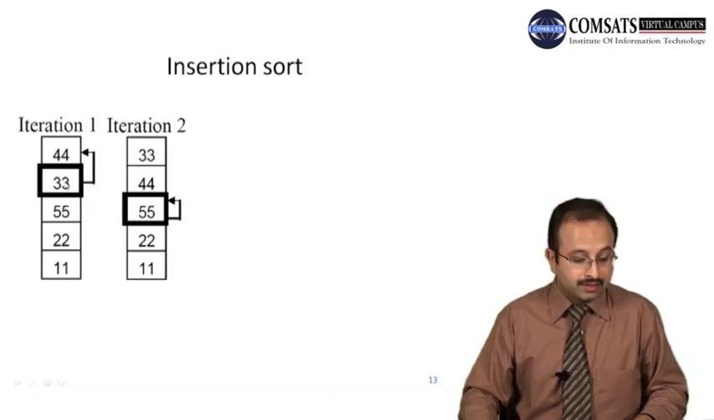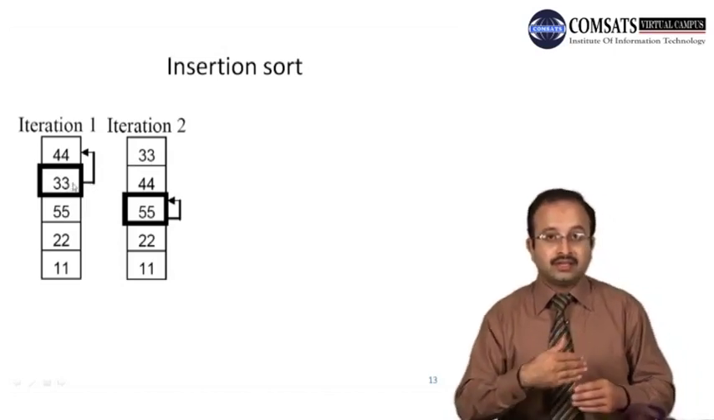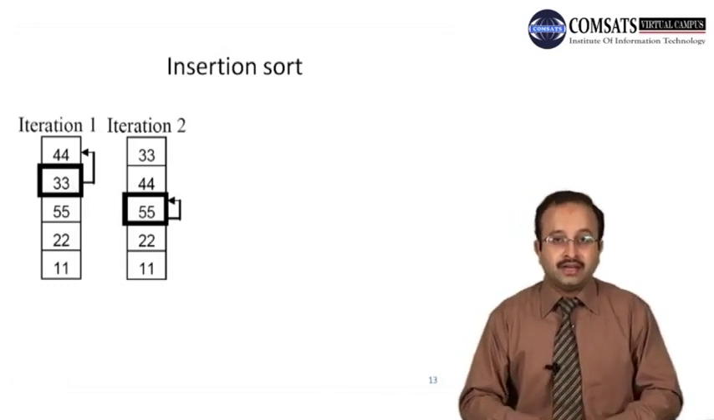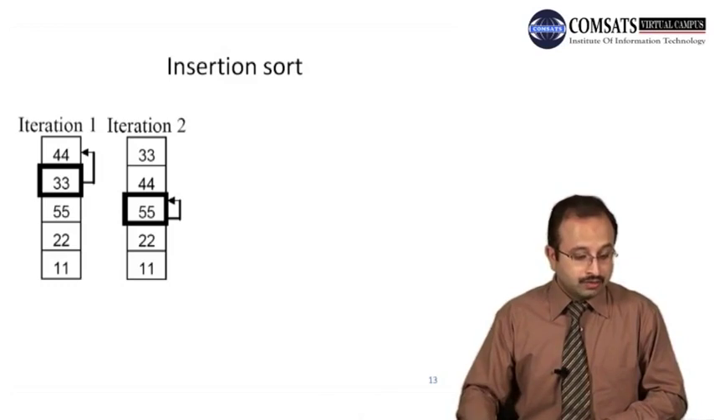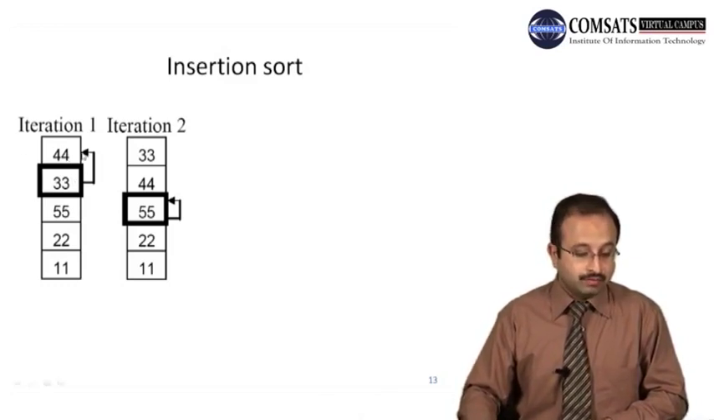Here you can see that this value is smaller, so we are arranging in ascending order, where the smaller values go up and the largest values go down. So 33 is smaller than 44, so 33 will be swapped. Here we perform the swapping. So 33 will go to the 0th index position and 44 will come to the 1th index position.